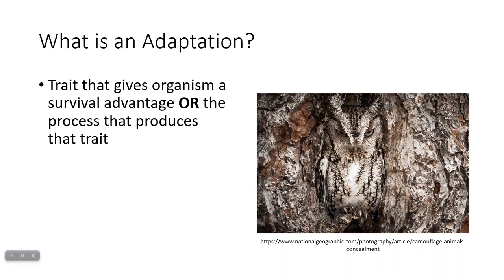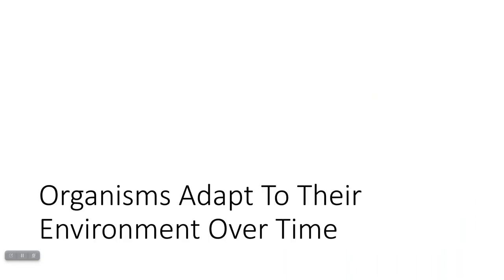So, for example, we have an owl pictured here. Hopefully, you can see it, although it has pretty good camouflage to help it blend into that tree. Camouflage is often a survival advantage, an adaptation that allows an organism to either, if it's a predator, hide from its prey in time to surprise it and eat it, or if it's a prey species, to hide from its predator so it doesn't get eaten.